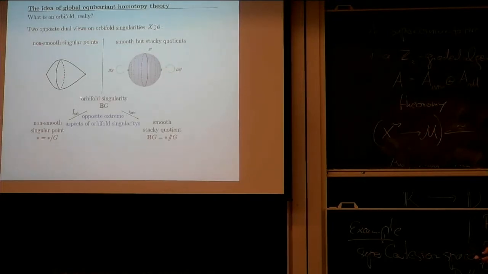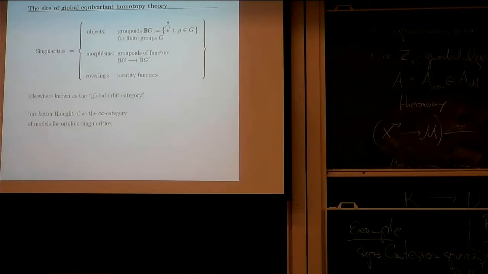So maybe we should unify them and say, orbifold singularities have these two extreme aspects. It should be something that we maybe want to call blackboard-bold Orbit G, following Charles' notation here. And it should have these two aspects. It should have the actual fixed point here, which means we just send it to the point, or we send it to this group. And then it's realized as follows, and then I'm done.